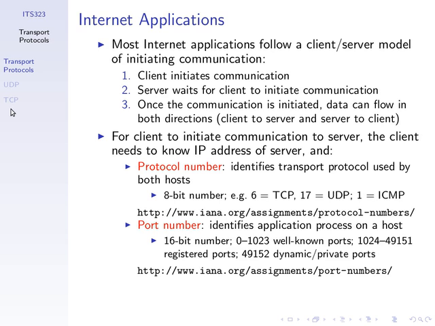So we can think of 5 things that identify our communications in the internet. Source and destination IP address identify the hosts communicating. Protocol number identifies the transport protocol being used. Both endpoints use the same transport protocol. And source and destination port number identify the applications that are communicating. Those 5 identify our communications in the internet.